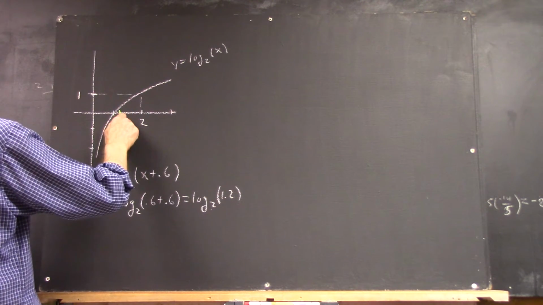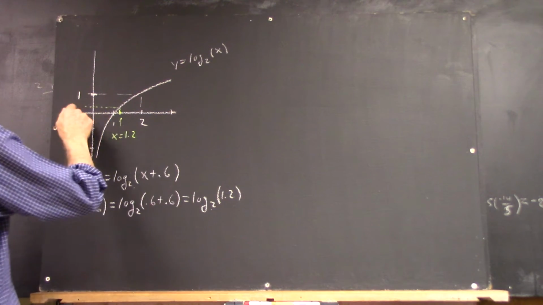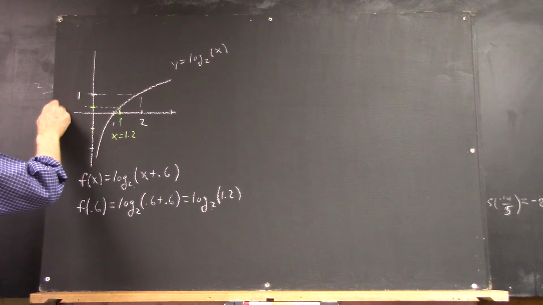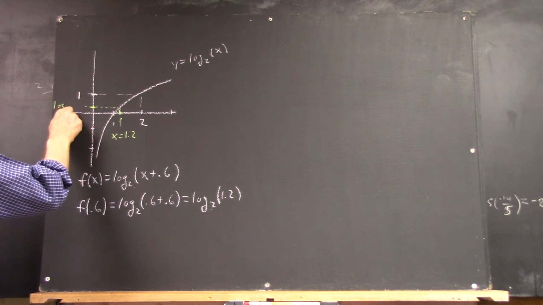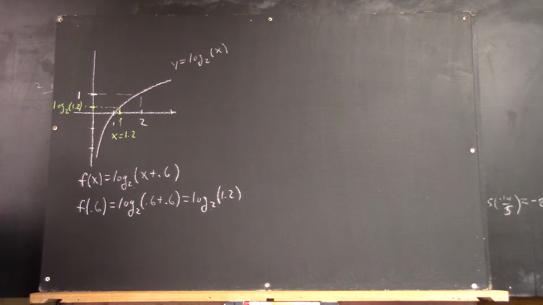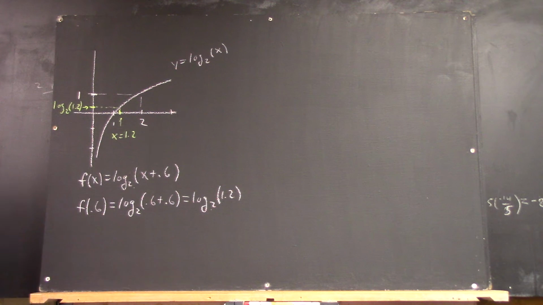Here's x equals 1.2. We come up to the graph, we come over here, and here is log base 2 of 1.2, right? And that equals what? It looks like maybe about 0.2 or 0.3. Okay? So I'm going to estimate 0.3.